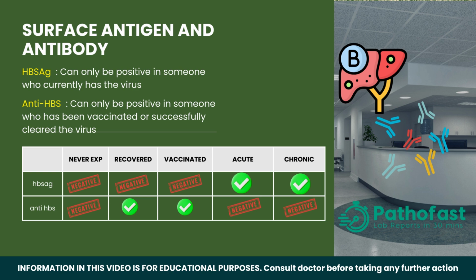If someone has cleared out this virus, if somebody has beaten the virus out of their body, or if they've been well vaccinated against this virus, the anti-HBs antibodies will be seen. In fact, the anti-HBs antibodies are usually considered to be a marker of complete recovery from the infection or adequate vaccination. So, what are the different patterns that we see in different conditions of these two together?